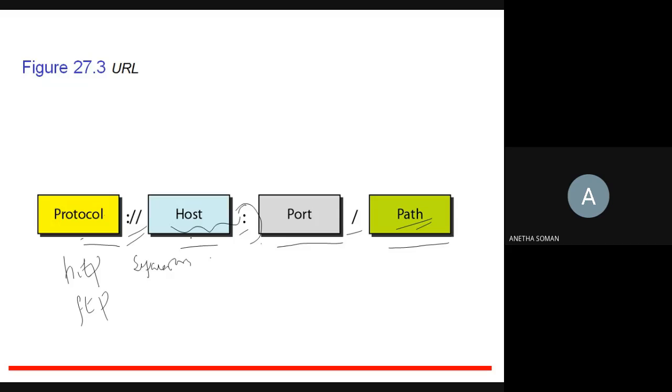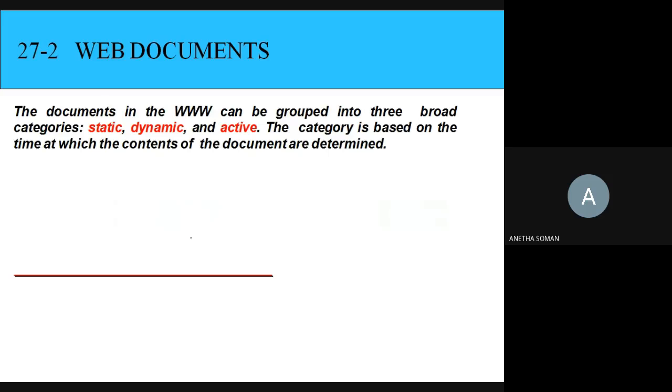Okay, so I have told you about URL. URL is a standard for specifying any kind of information on the internet. You have four types of identifiers: the protocol, the host field, the port number, and the path. Now you have three different types of web documents here. Generally, the documents in the World Wide Web can be grouped into three broad categories. One is the static document, the other one is the dynamic document, and the third one is the active document.